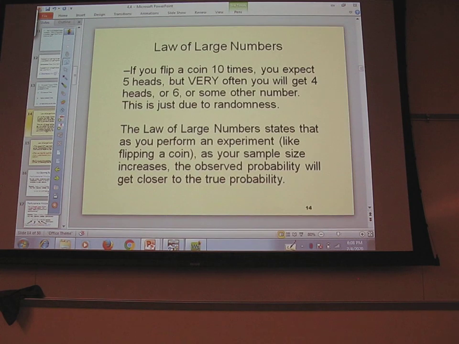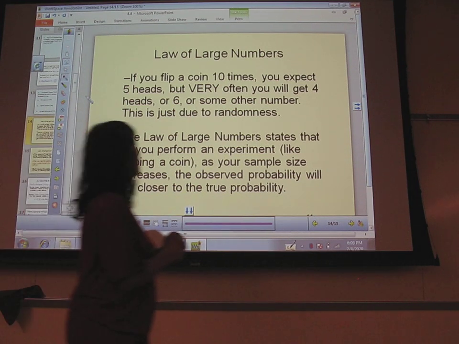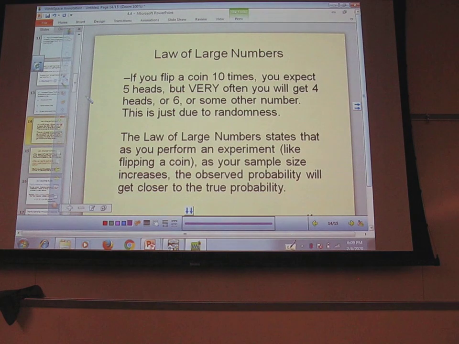Perfect. So a couple quick things, law of large numbers. If you flip a coin 10 times, why am I reading? Ivana, read.